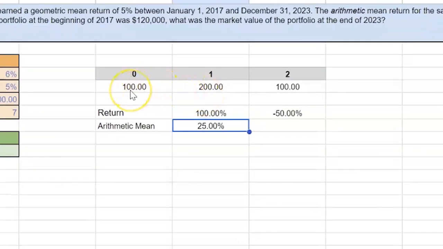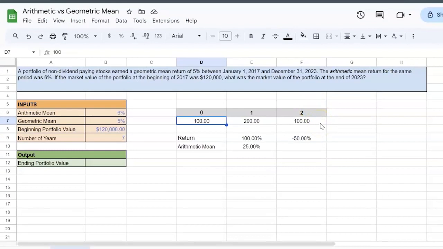Actually, if you take a look at the numbers, you're like, wait a minute, I started with 100, I ended up with 100, I didn't make anything. So growing this 100 at an annual return of 25% would give you a misleading indication of what you end up with at the end of 2 years, which is why you don't want to use arithmetic mean. What you instead want to use is geometric mean.